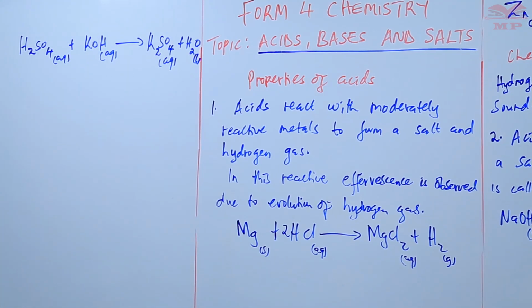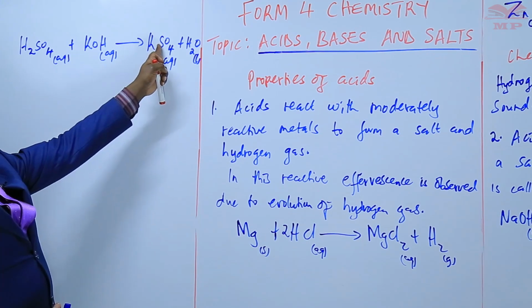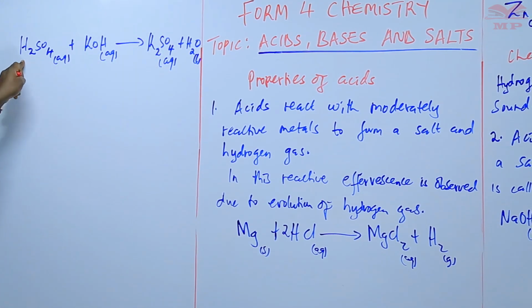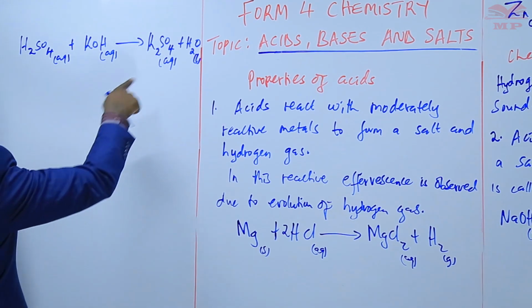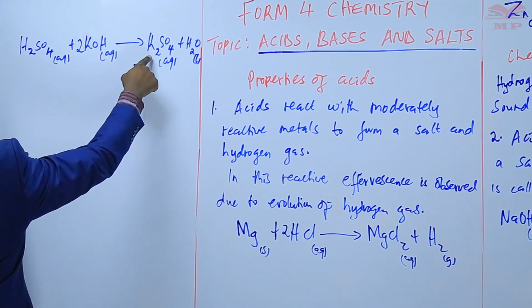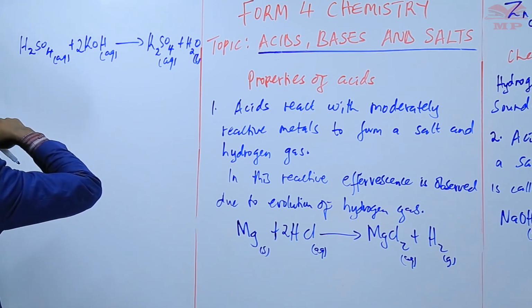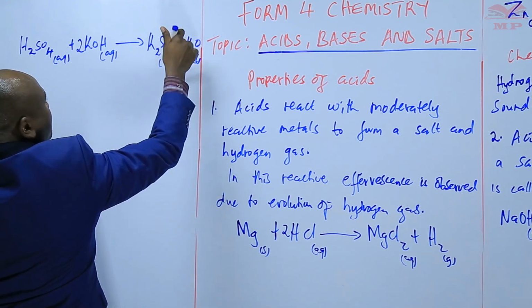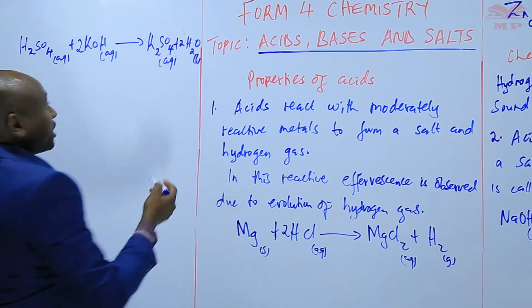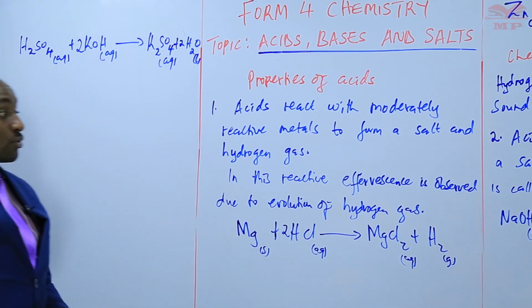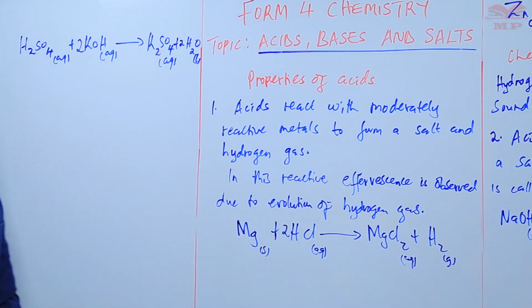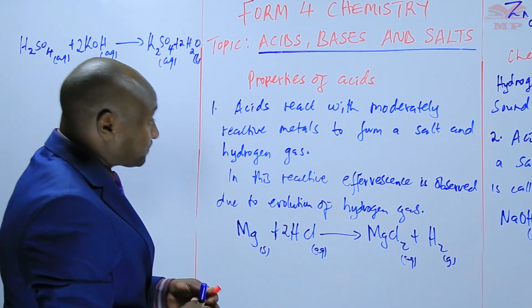So sulfates are salts formed from sulfuric acid. To balance the equation, balance the potassium and also the hydrogen. So we have to make sure that every time we write an equation, that equation is properly balanced.